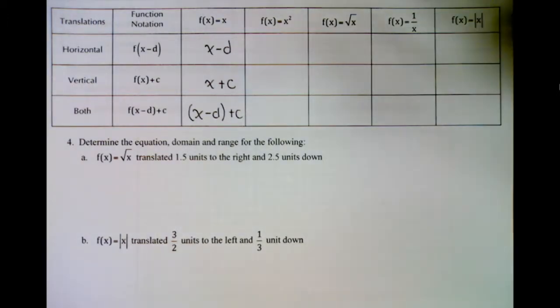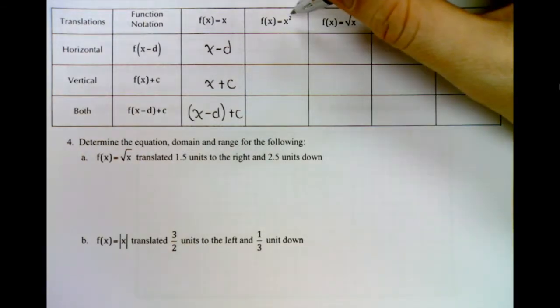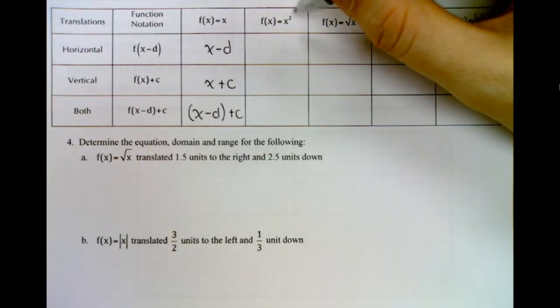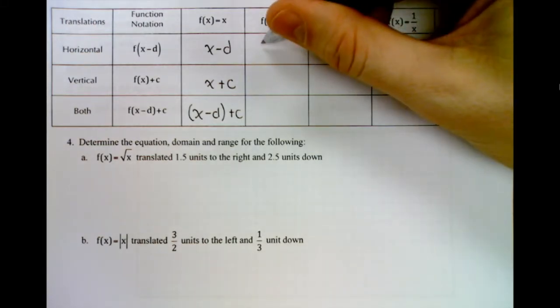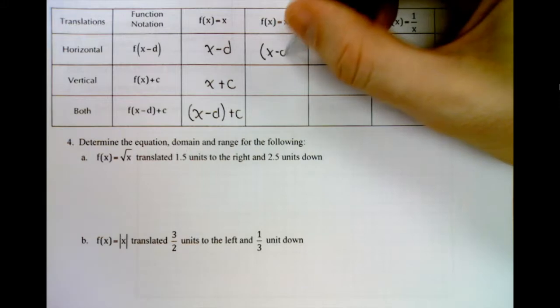Where it's a little bit more clear is for the other parent functions. If you have a d, a shift left or right, or horizontal translation on the quadratic, the parabola, it would look like x minus d in brackets.